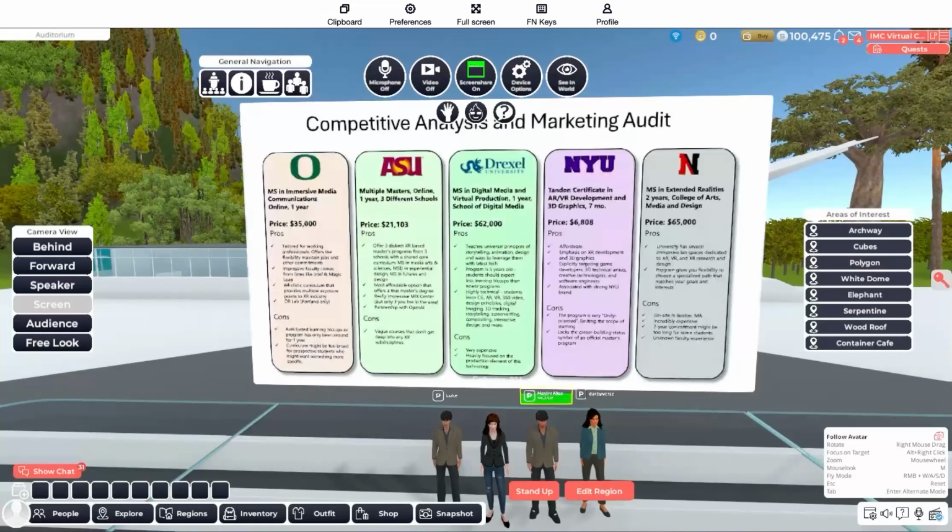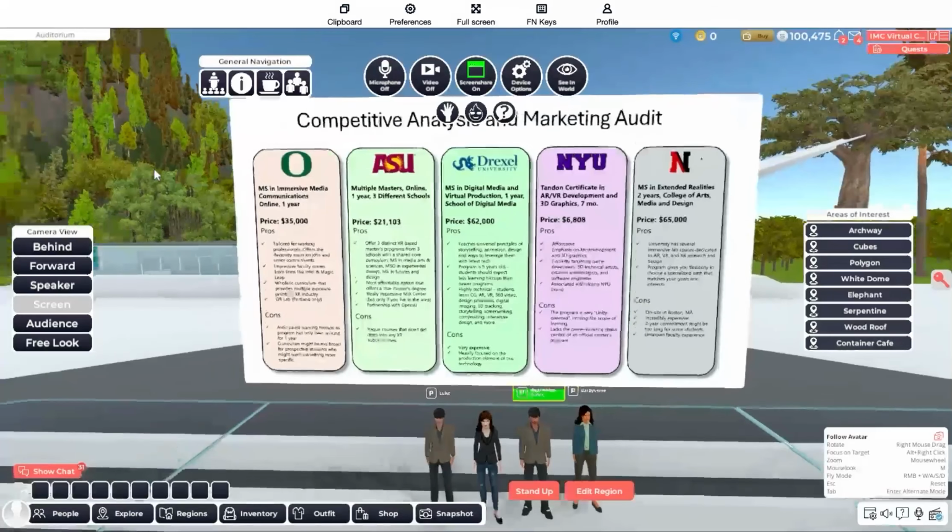So with these prospective students, we've identified 5 competitors that these students are thinking about as they evaluate their higher learning options in the field of extended reality and spatial computing. There are dozens of programs out there, but we think that these 5 paint a good picture of what the overall landscape is like.